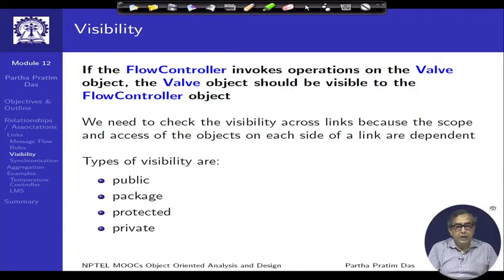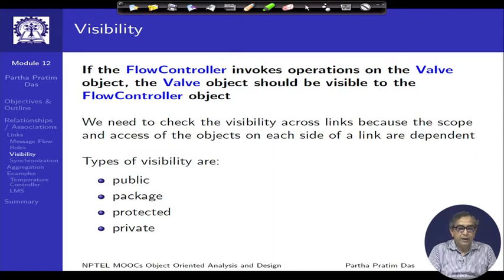The next parameter that we need to know is that objects also have visibility factors. For example, the flow controller has to send a message request to the object valve. Naturally, that means that the flow controller must be able to see the valve object. The flow controller must know where the valve object exists, and it should be able to send that message. Visibility basically means whether it can actually send the message, whether it can actually send the request.